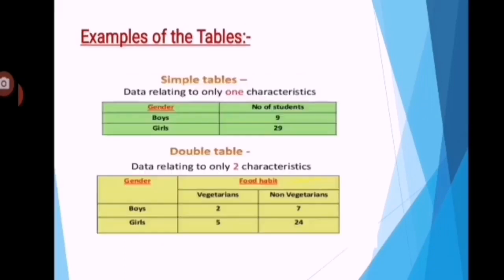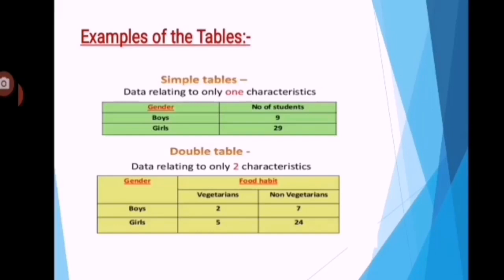Next we come to some examples of tables. One is the simple table, where data relates to only one characteristic. Gender is a characteristic. This is one characteristic, so we put a simple table. One column is gender, another one is number of students. Boys 9 and girls 29. This is the simple table.